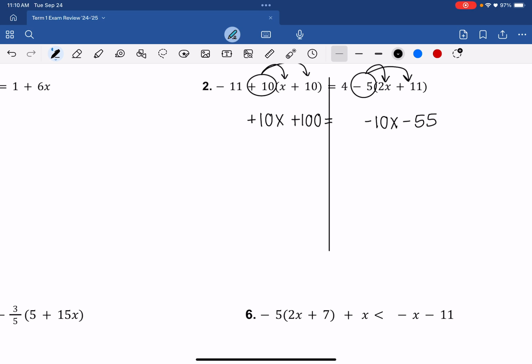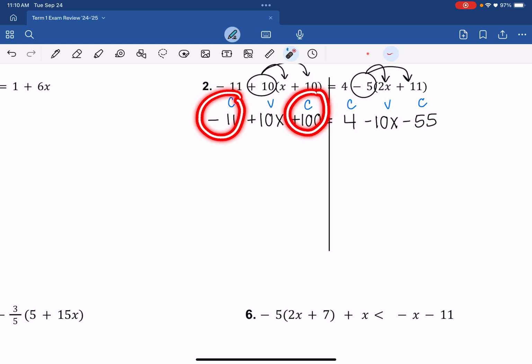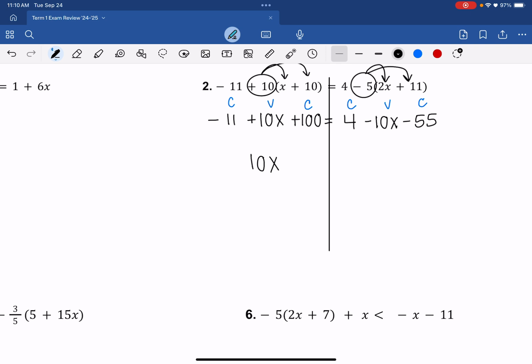Bring down what I didn't use. So I didn't use this 4, and I didn't use this negative 11. I now want you to label your constants and your variables. So we have a constant here, variable, constant, constant, variable, and a constant. Therefore, we know what we need to be moving and combining, okay? So on the left-hand side, I want to combine the negative 11 and the 100 because they're both constants on the same side. Remember, we're on the same side of the equation. We do not change the sign of them. So this now is 10x, and then negative 11 plus 100 is a positive 89.